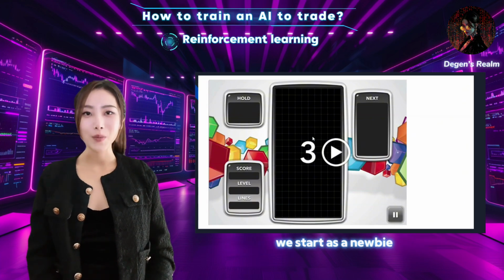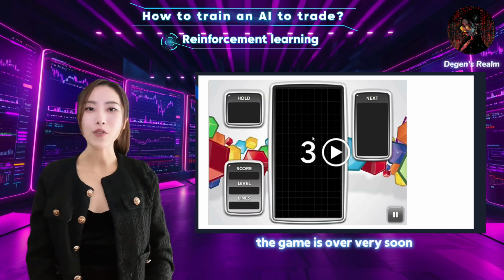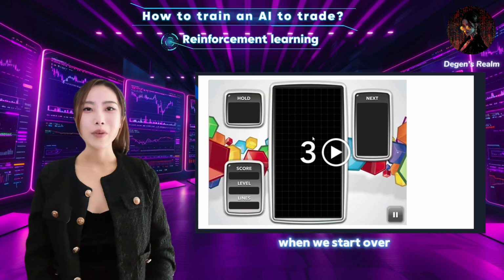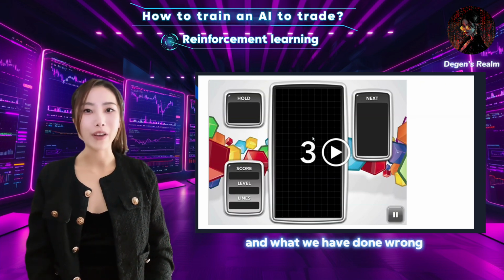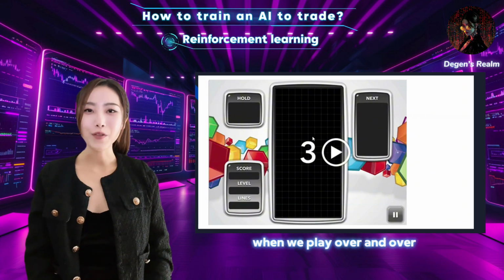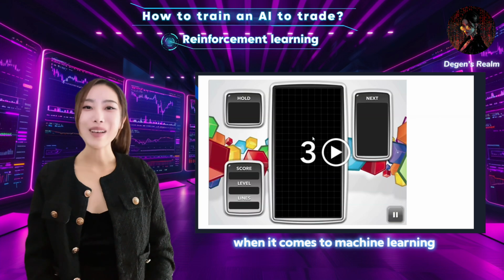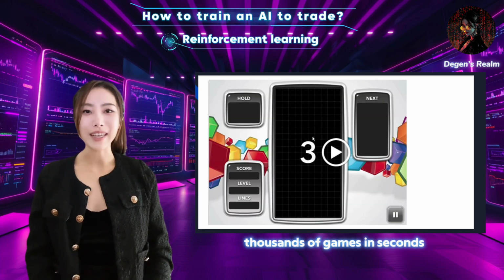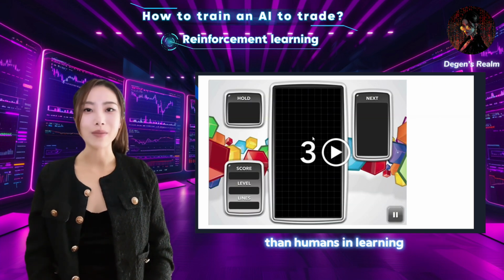We start as a newbie, not knowing any controls or actions. The game is over very soon, of course, with a low score. When we start over, we gain experience and learn from what we have done right and what we have done wrong. When we play it over and over, eventually we'll master the game. When it comes to machine learning, it can finish hundreds and thousands of games in seconds, making it significantly more efficient than humans in learning.